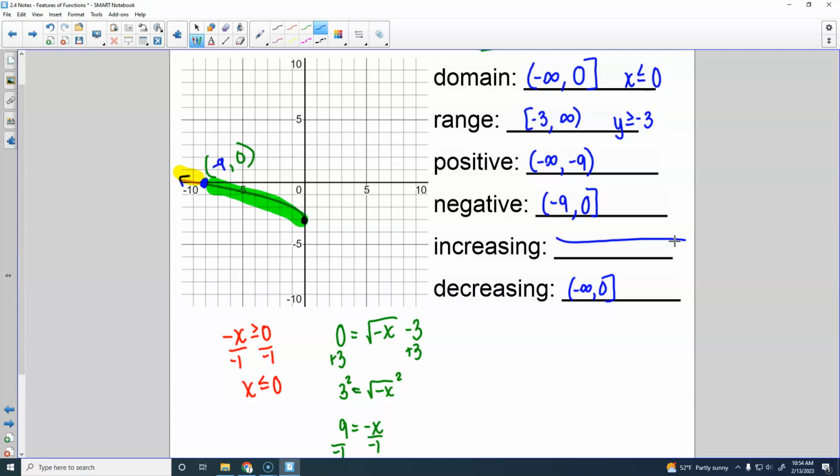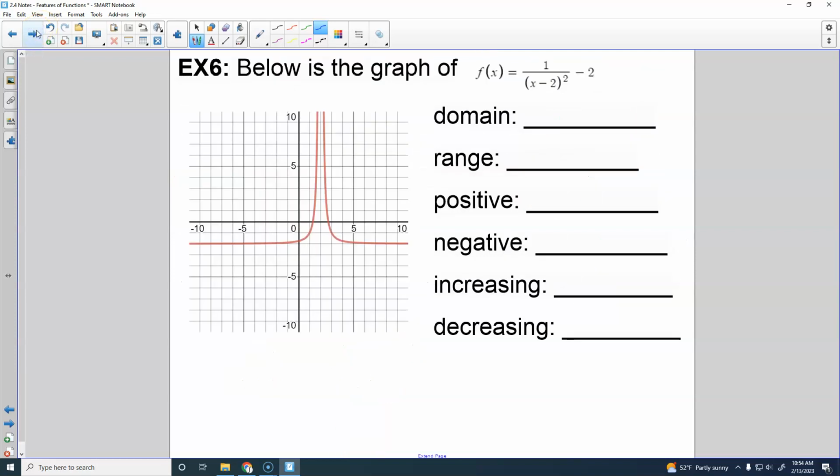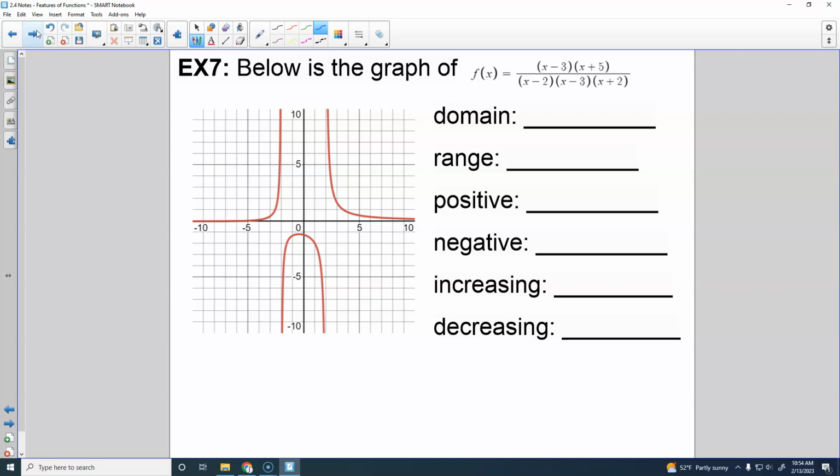Okay, questions? All right, so we've got another thing I want to do. So I'm going to skip this one. I want to look at this crazy one right here.